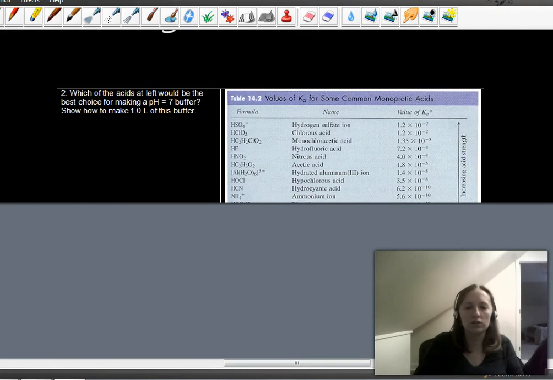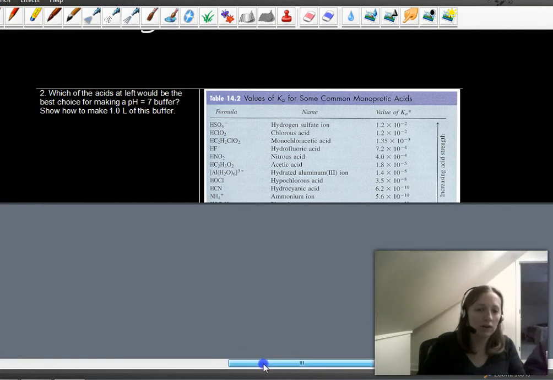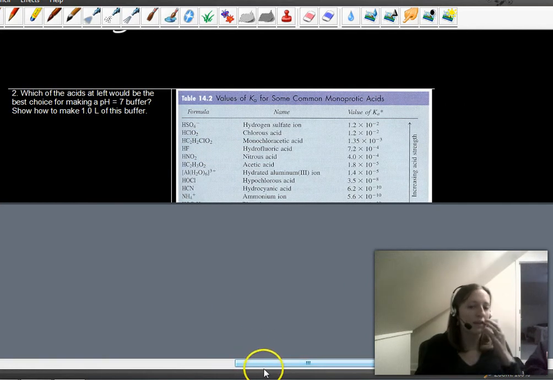Okay, 2. Which of the acids on the list would be the best choice for making a pH 7 buffer? And tell me how to make 1 liter of this buffer. And by that I mean how many liters of each thing, how many moles of each thing should we put in? So a pH 7 buffer.